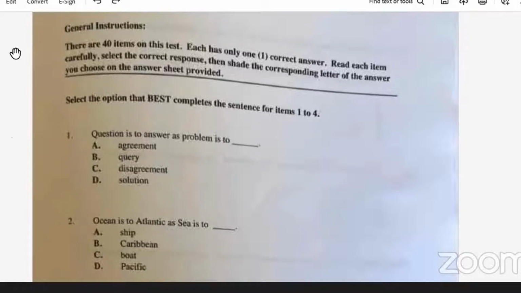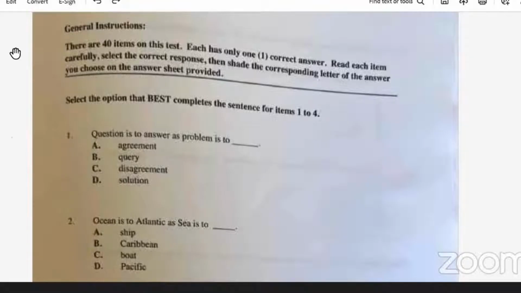Welcome again, students. In this video, we are going to be looking at the Ability Test 2023 past paper. Again, there are 40 questions. You have 1 hour, 15 minutes to answer all the questions. Let's get to the first question. Select the option that best completes the sentence for items 1 to 4.